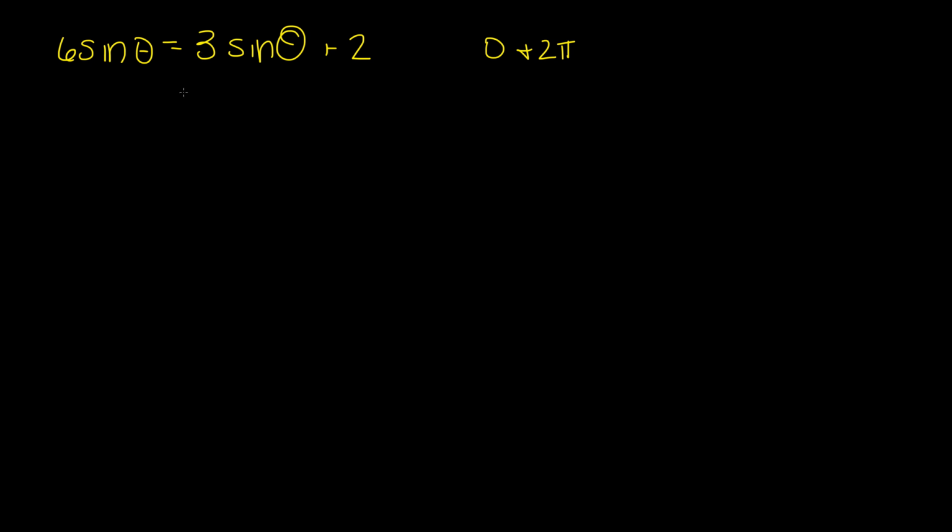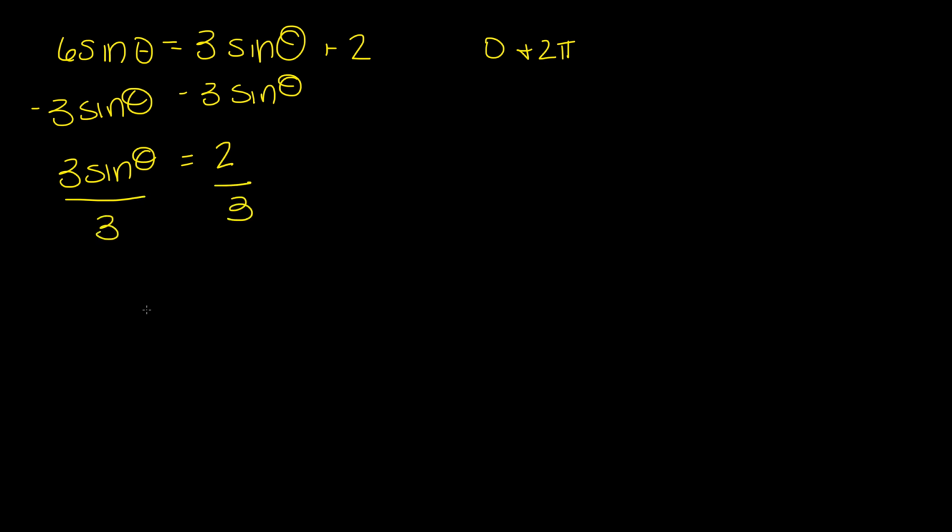So I'm going to subtract 3 sine theta from each side. 6 minus 3 gives me 3 sine theta, and this is going to equal 2. Now I need to isolate the sine of theta, so I'm going to divide by 3. And now I have sine of theta equals 2/3.